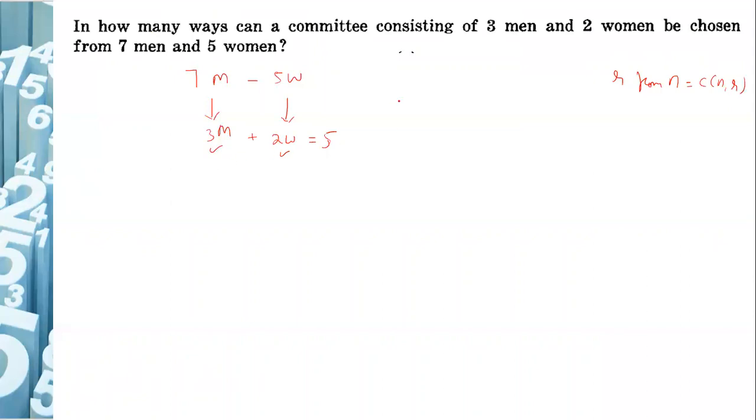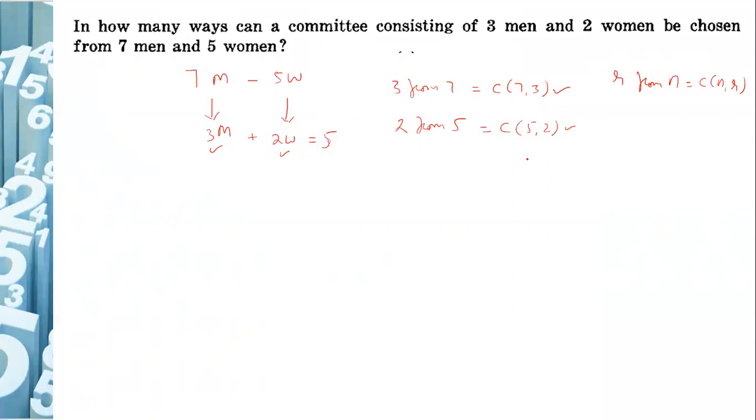Now coming to this point of view, how many ways can I select 3 from 7? I have to select 3 men from 7. This is C of 7 comma 3 ways. Similarly, how many ways can you select 2 from 5? 2 from 5 I can select in C of 5 comma 2 ways. Now try to recollect one point: 3 men from 7 can be selected in C of 7 comma 3 ways, and 2 women from 5 can be selected in C of 5 comma 2 ways. And now what do I have to do with these two numbers?